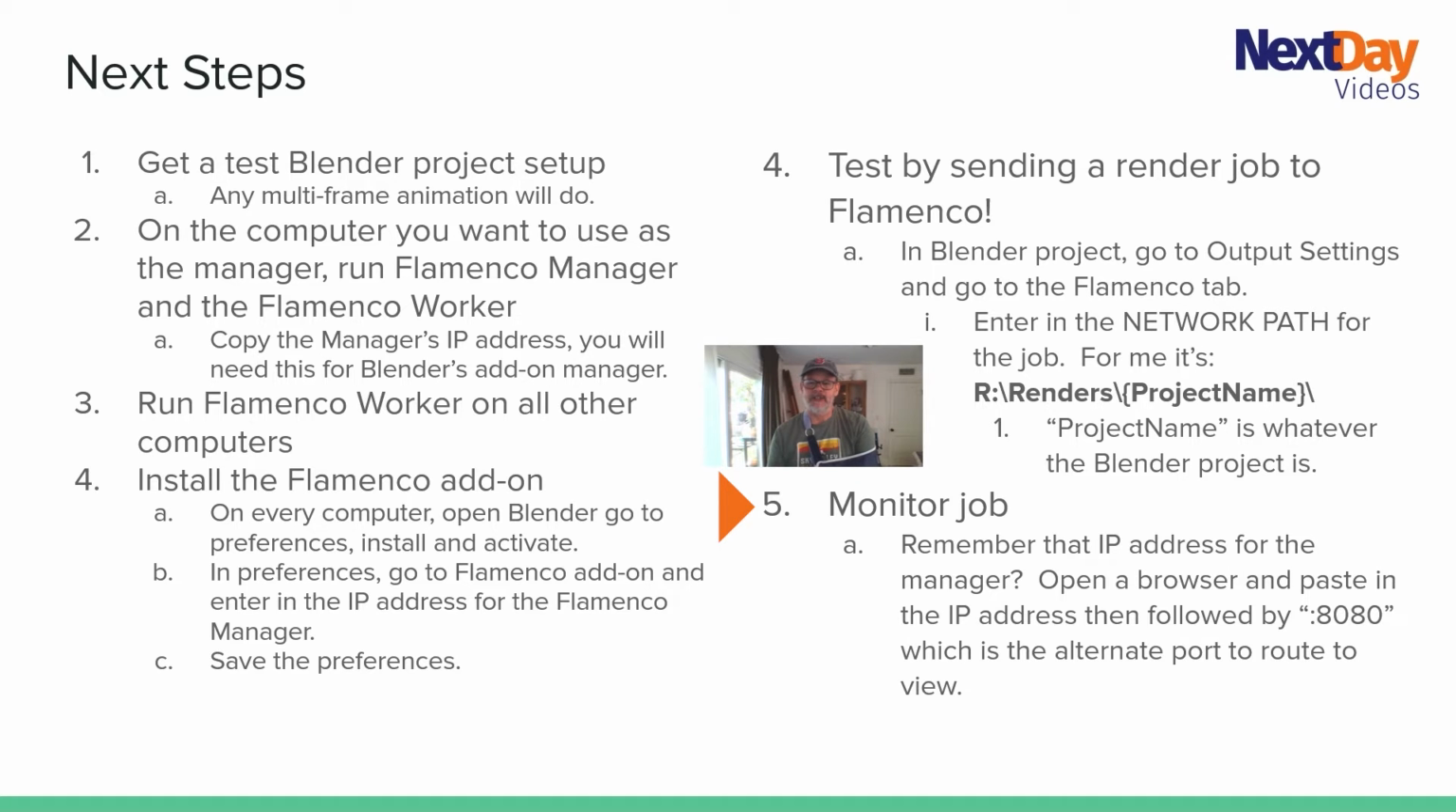and then it should send the work to the Flamenco manager. Now at this point, you don't even need that Blender file open anymore. You can close Blender because in the background, Flamenco Manager will open and manage another instance of Blender to actually do the rendering. So then you can monitor the work by entering in the IP address followed by :8080. That's a special port number assigned to it. And it'll open up a web browser that will show you the work in progress.